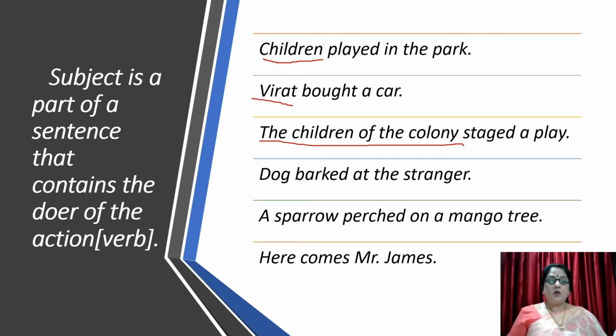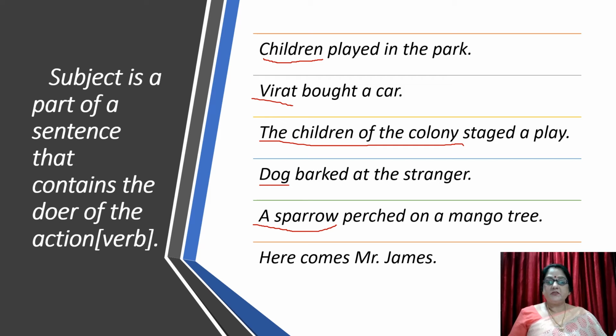Next one is dog barked at the stranger. So dog is the doer of the action. Who is performing the action? Dog, isn't it? So dog is the subject here. A sparrow perched on a mango tree. Who perched on a mango tree? A sparrow. So sparrow is the subject. In Hindi we call it karta, जो काम कर रहा हो इसको कर्ता कहते हैं. In English we call it subject.